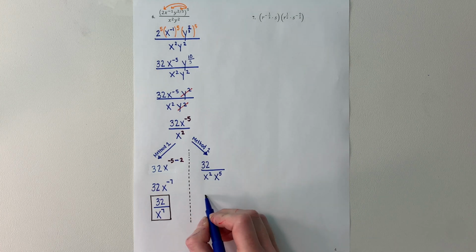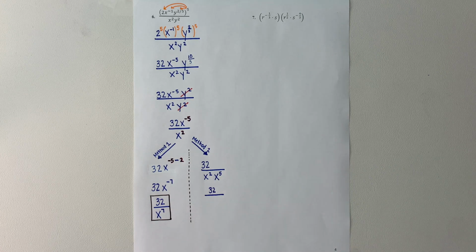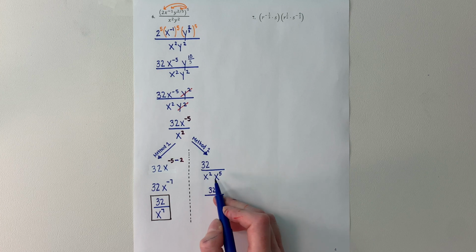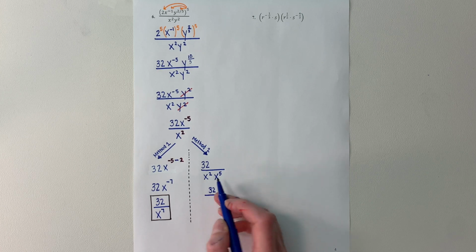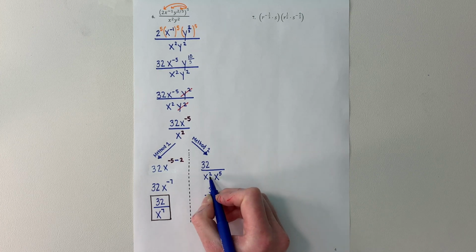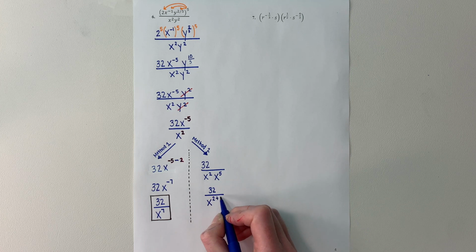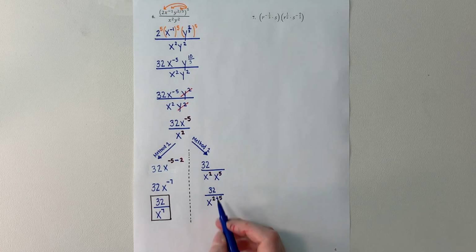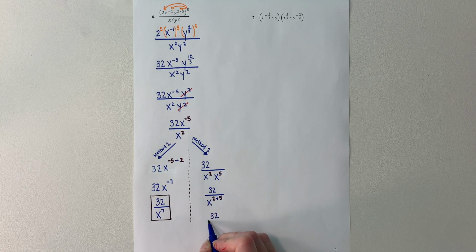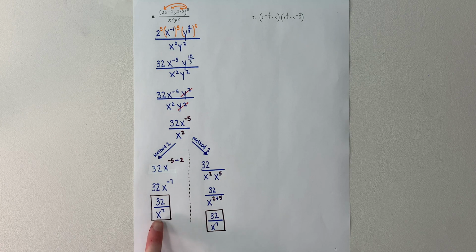Now, I'm going to keep the numerator as is. And in the denominator, we can use the product rule, which says when you multiply two quantities with the same base, we keep the base and add the exponents. So we'll take 2 plus 5. And that will simplify to 32 over x to the 7th, which is the same answer we got over here.